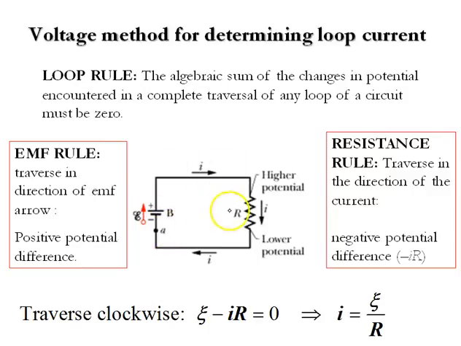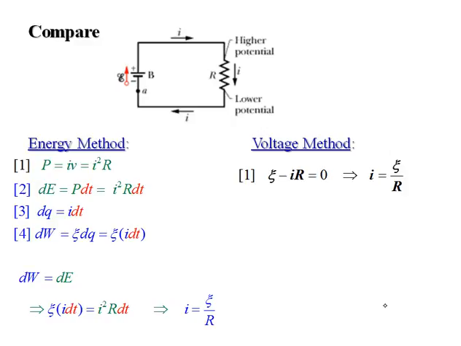So if we use these two rules with our loop rule on our single loop circuit, and we start at A and end at A, we see we have an increase of positive E, for EMF, and then we have a decrease as we go across the resistor. So we do a negative IR and set that equal to 0. If we work with that, we get I is equal to our EMF divided by R, and again we end up with our Ohm's law.